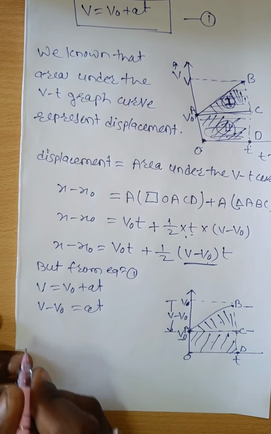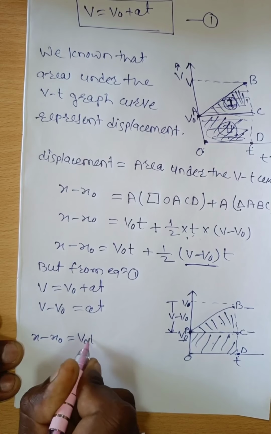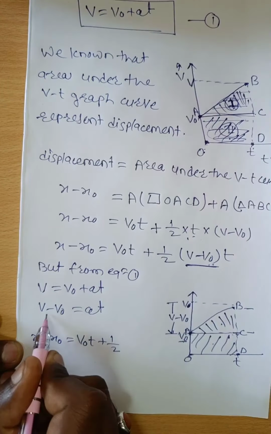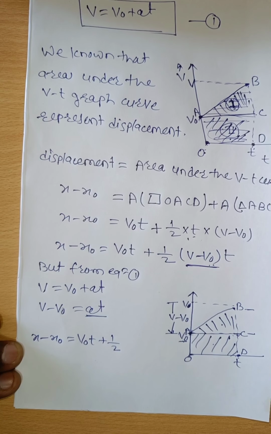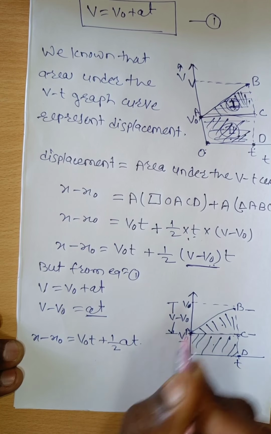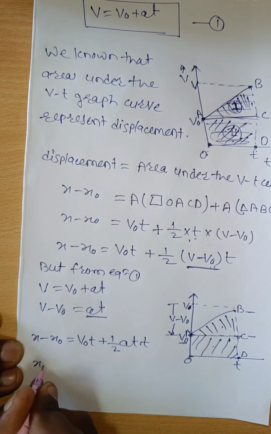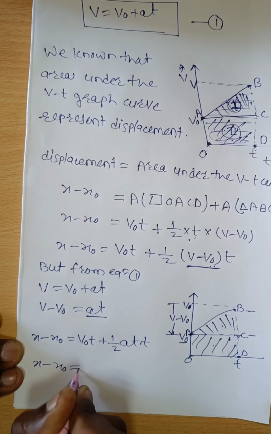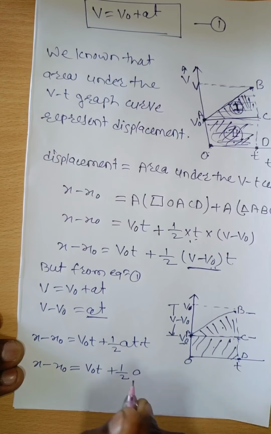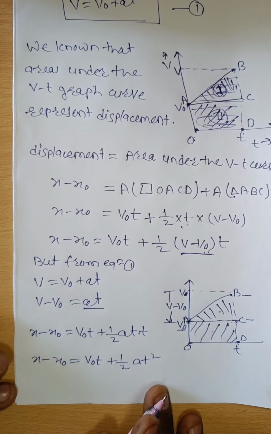Then the above equation becomes x minus x naught is equal to v naught t plus half into (v minus v naught). v minus v naught is nothing but at, then at into this t. So x minus x naught is equal to v naught t plus half a t into t, which is t square, half a t square.